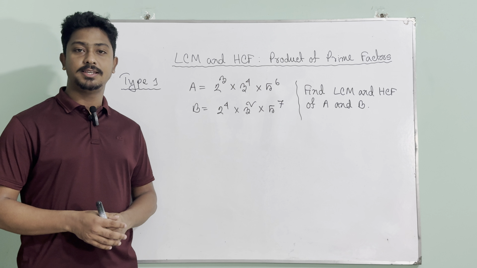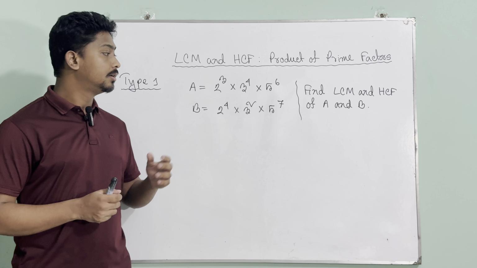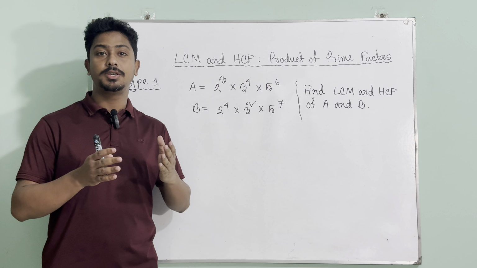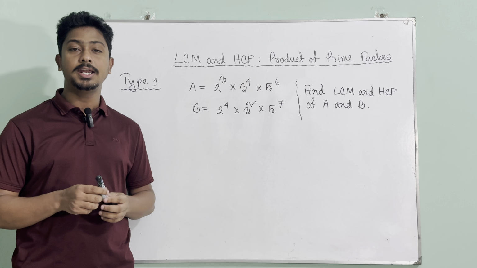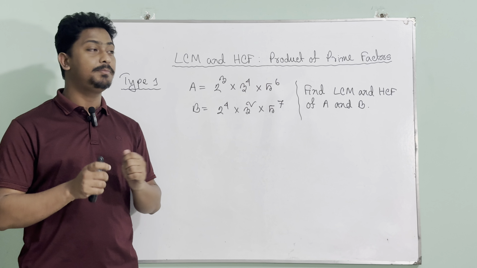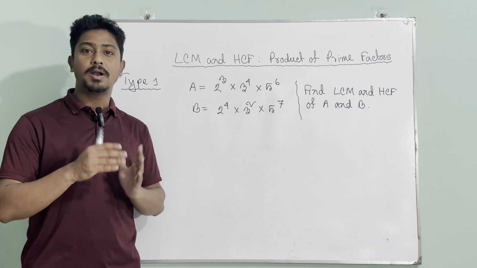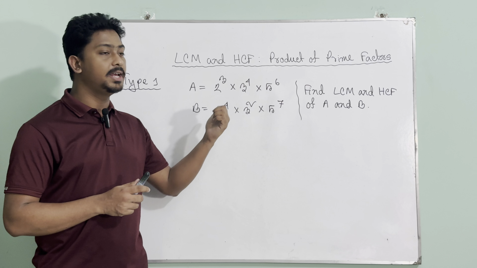In GCSE or IGCSE, you are going to get two types of LCM and HCF questions. First of all, with numbers. Let's say you have some numbers like 3, 5, 7, 9. You have to find LCM and HCF from there. And in the second type, the numbers will be given as the product of the prime factors. Then you have to find LCM and HCF.